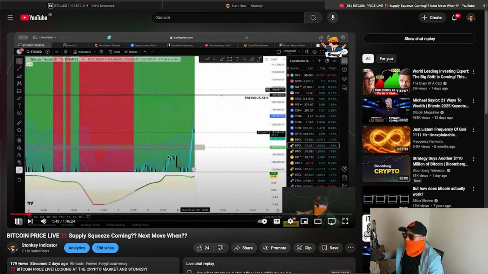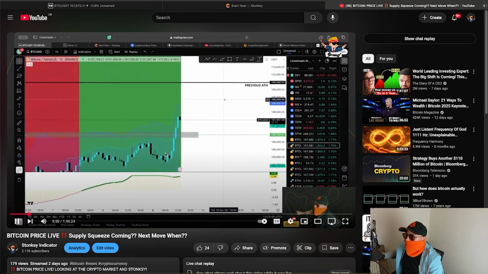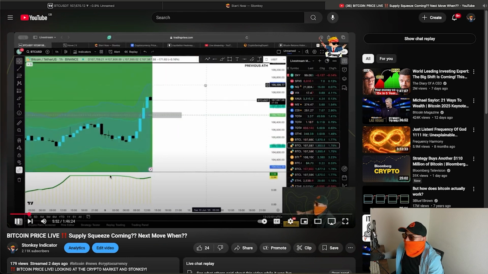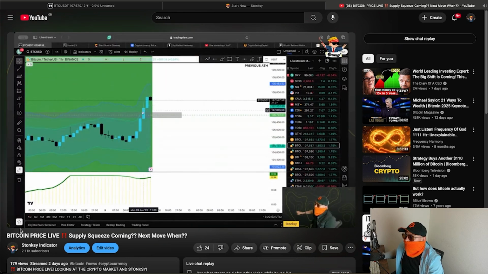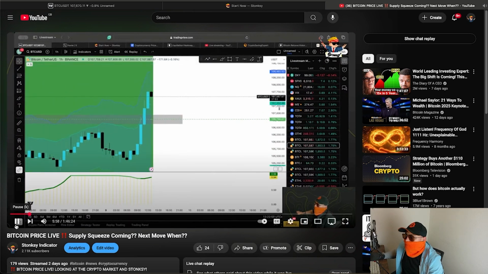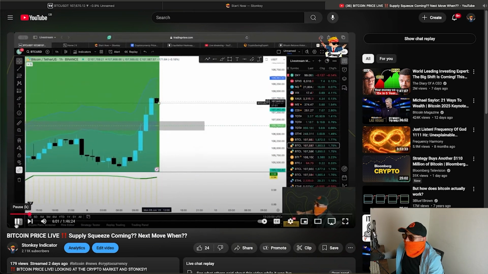Potentially coming back and testing the previous all-time high, 109,588-ish. However, notice that we are above the inner channel on the 1 hour, so momentum may stall a little bit while that catches up.